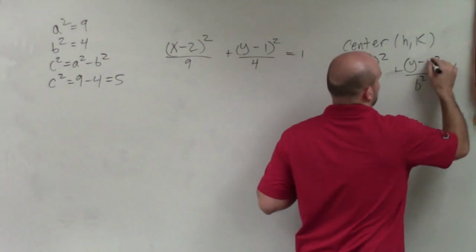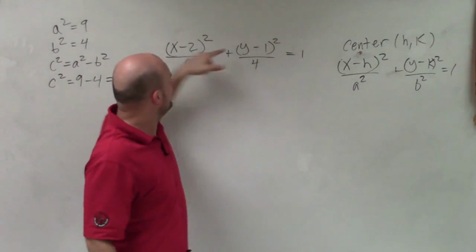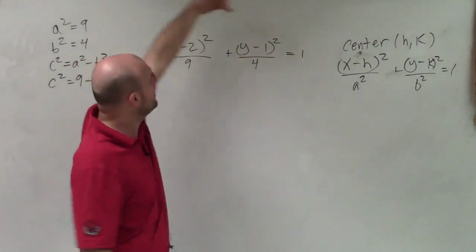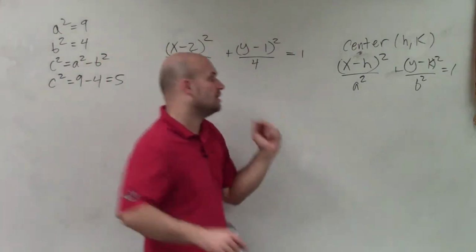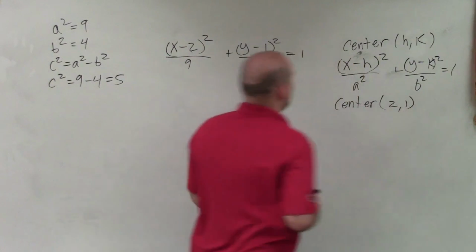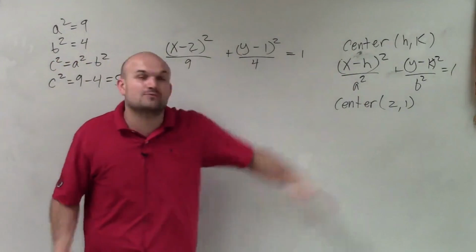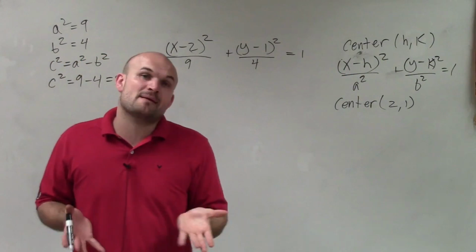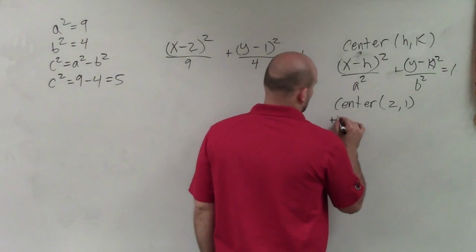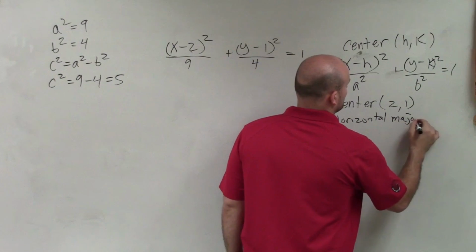So therefore, since you can see we have a negative 2 and a negative 1, remember, it's the opposite of h. So the opposite of negative 2 is going to be 2. The opposite of negative 1 is going to be positive 1. So therefore, I can say my center is (2, 1). And the next thing is, my a squared I said was under the x. Whenever my a is under the x, I know that my major axis is going to be horizontal. So I'm going to have a horizontal major axis.